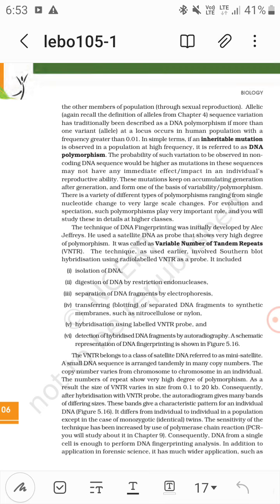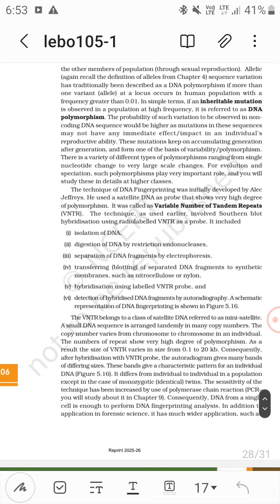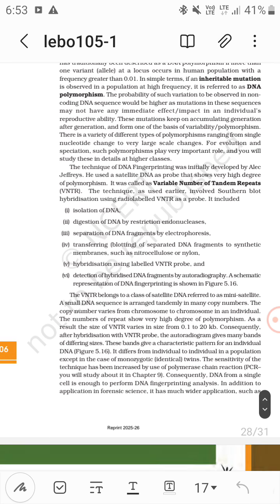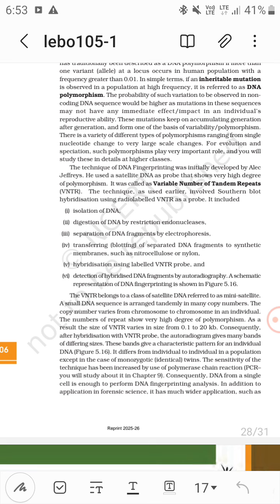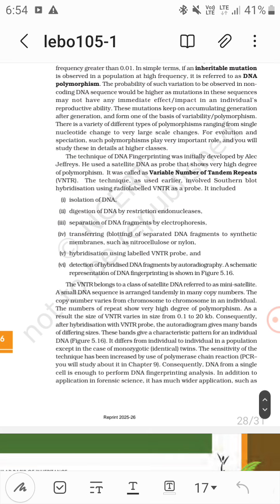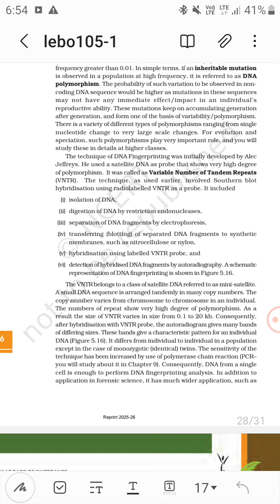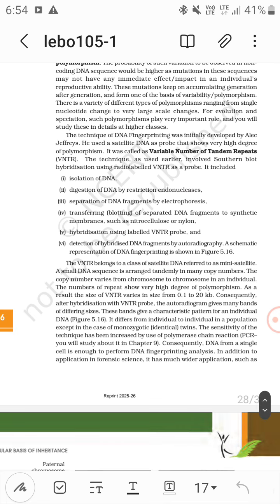Now that cellular DNA was also called variable number of tandem repeats, that is VNTR. The technique involved Southern blot hybridization using radio labeled VNTR as probe. So it includes isolation of DNA, then digestion of that DNA by restriction endonuclease, then separation of DNA fragments by electrophoresis, then transferring, that is blotting, of separated DNA fragments to synthetic membranes such as nitrocellulose or nylon, then hybridization using labeled VNTR probe, and then detection of that hybridized DNA fragments by autoradiography.